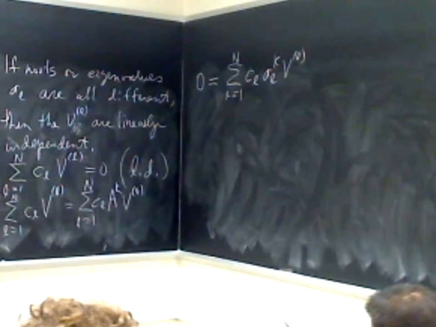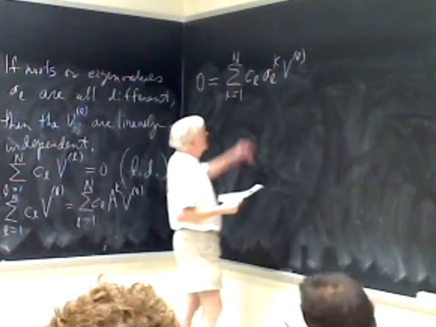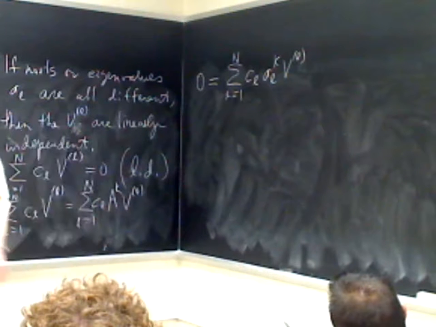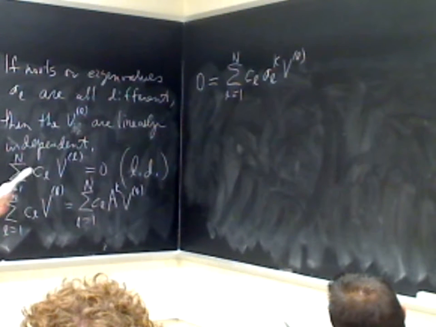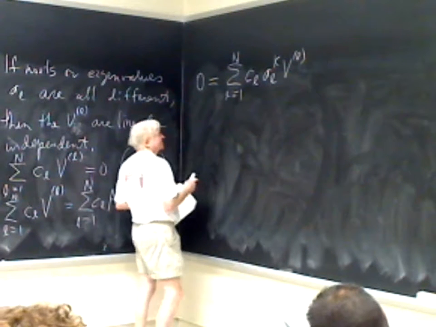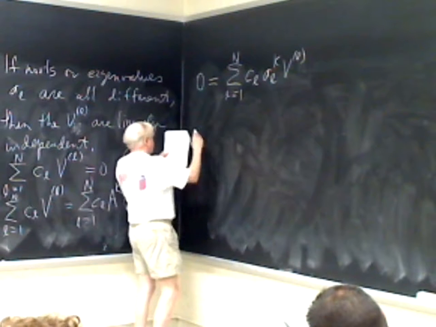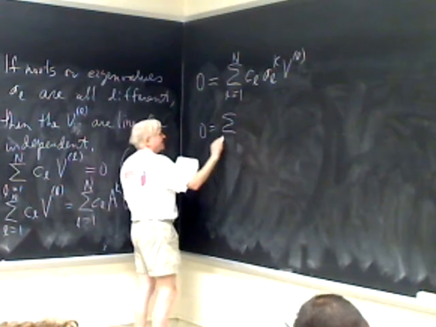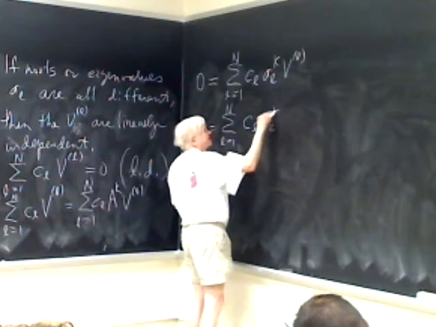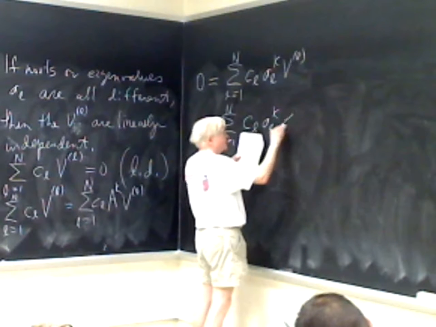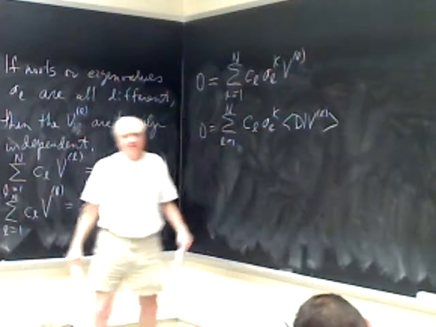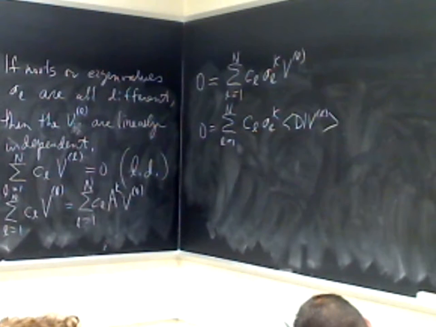Okay, well, that is saying that this is sort of a linear dependence relation. It's not one, but it's an infinite number of linear dependence relations. And in fact, if we take the inner product of this vector equation with some vector d, then we get 0 is the sum L equals 1 to n of c_L a_L to the k times the inner product of d with b_L, the Lth eigenvector of matrix A.